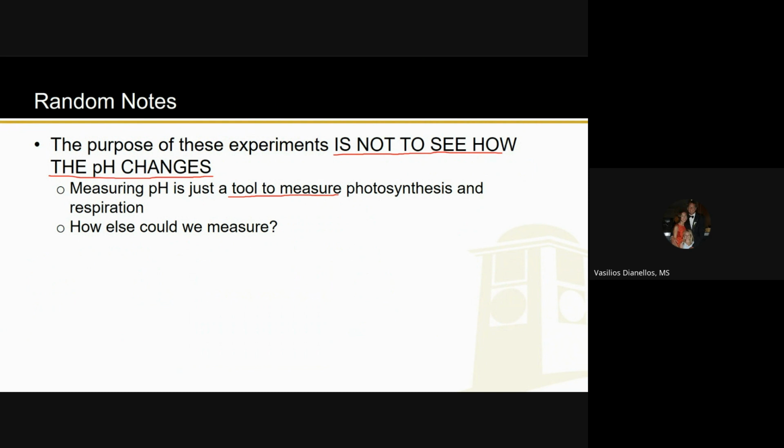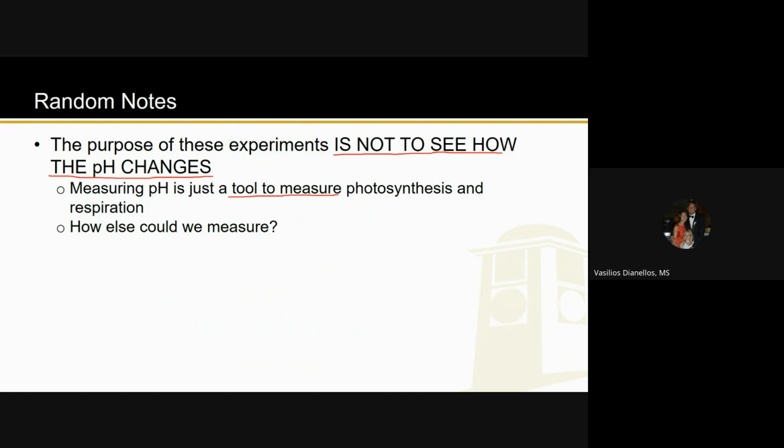It's not like the question we're asking is, all right, if we put one cuvette in white light and one cuvette in blue light, which one will change the pH the quickest, right? That's not technically what we're doing, right? It's more like we'll put one in white light, one in blue light. Which one is going to photosynthesize the quickest? It just so happens the pH is how we're going to measure it.